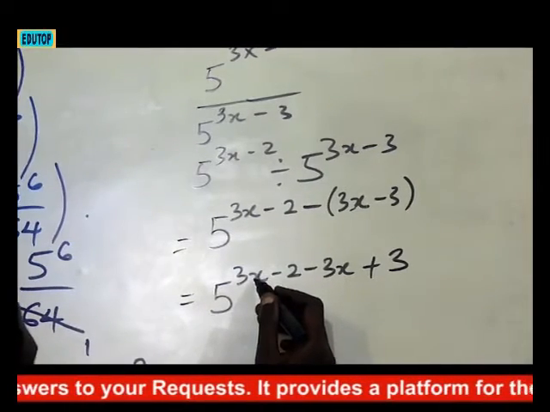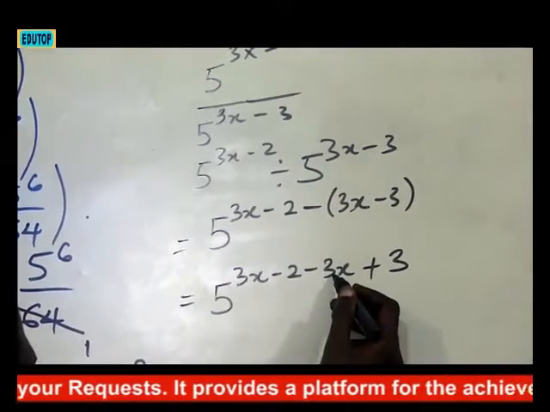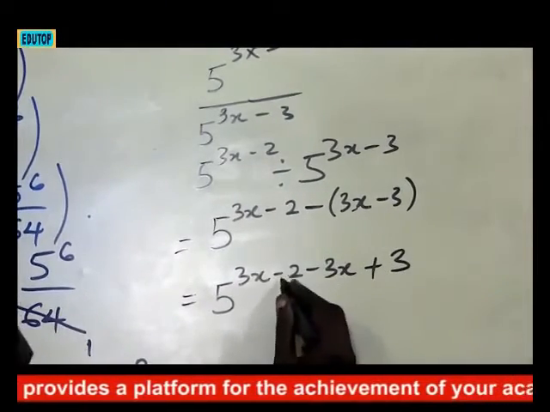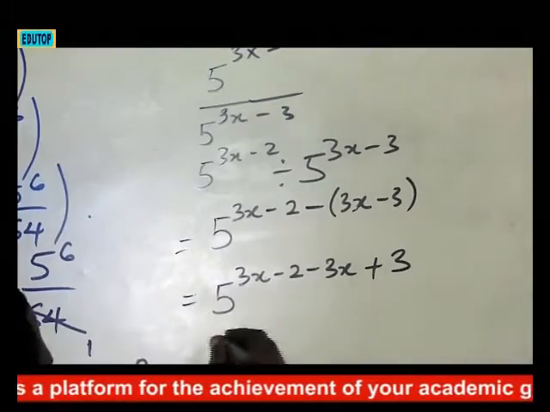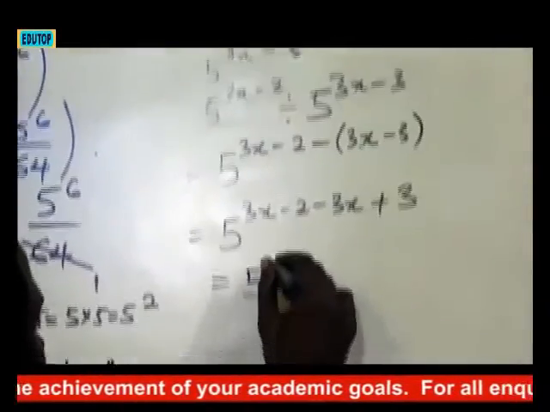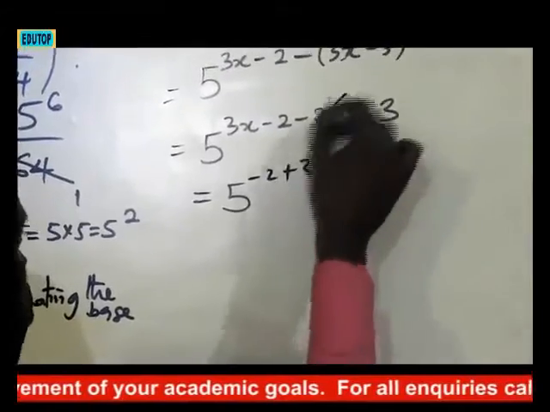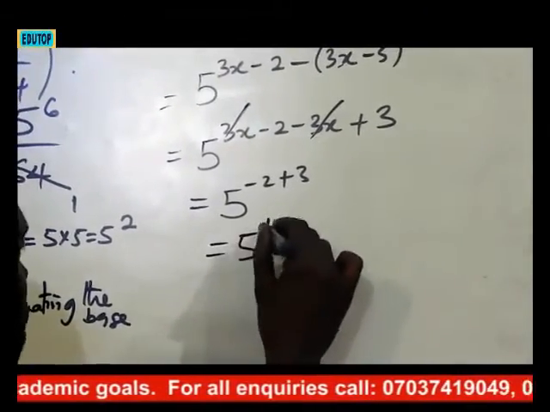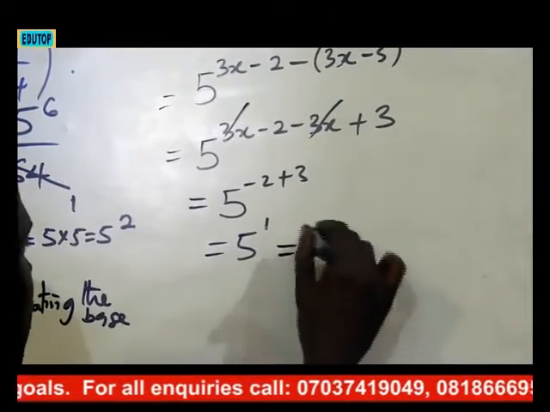3x minus 3x. Automatically, that will be 0. Minus 3 plus 3. Then we have 5 raised to power minus 2 plus 3. Because this one would have cancelled out. Then I have it as 5 raised to power 1. And 5 raised to power 1 is 5.